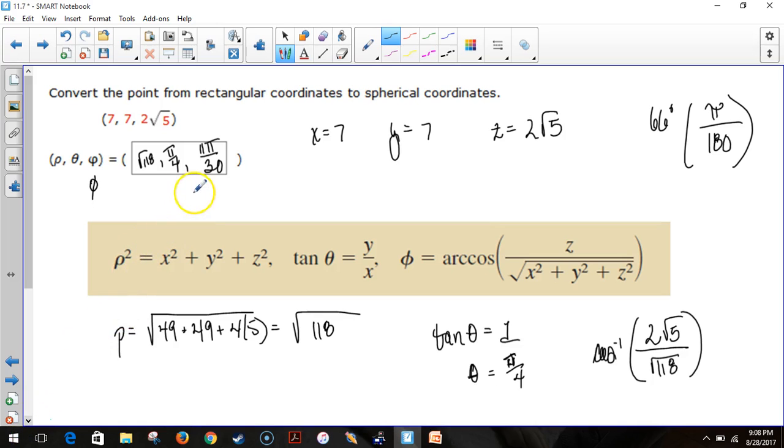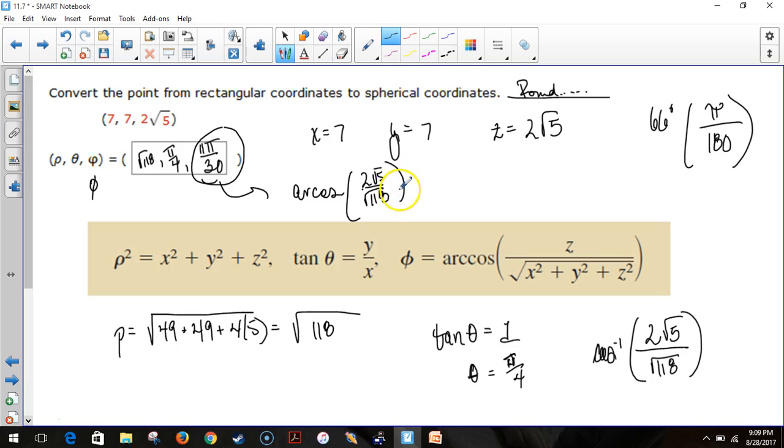Now they didn't tell me where to round here, I just kind of picked a spot to round, so it may want it just written as an arc cos of 2 radical 5 over the radical 118, since it didn't say round to or anything like that. They may want the exact form.